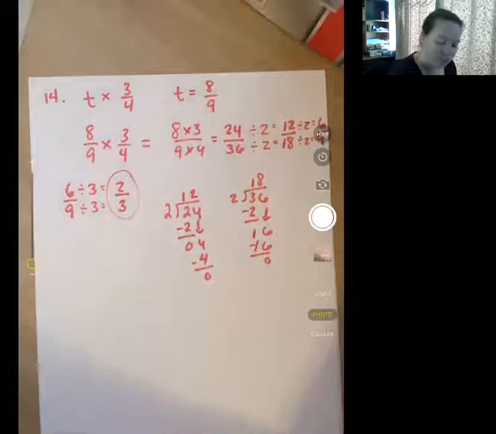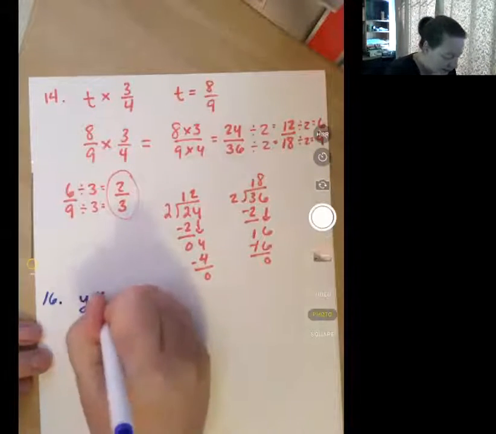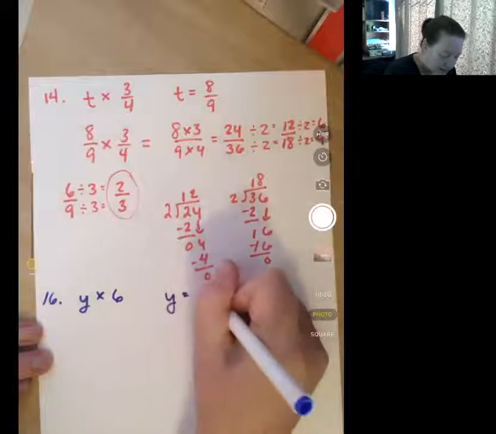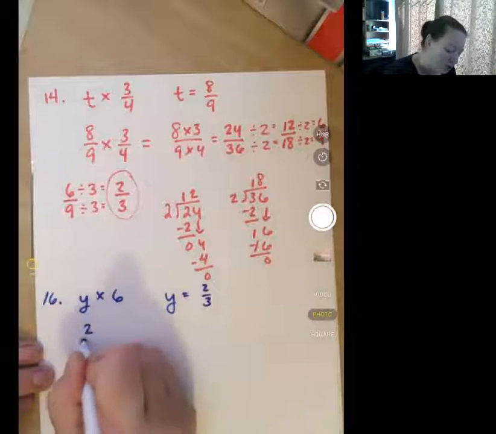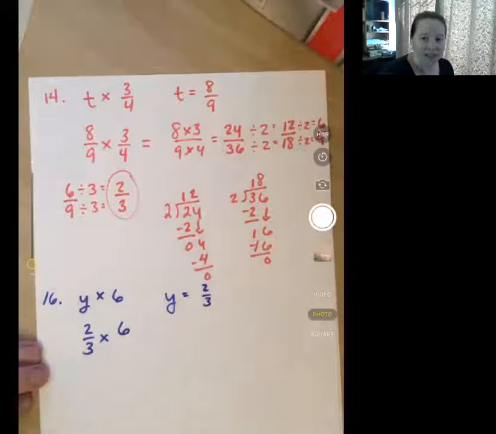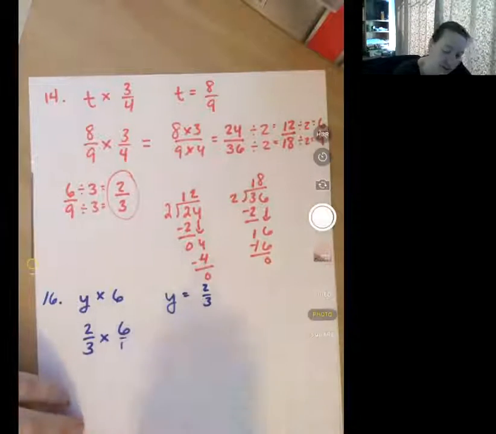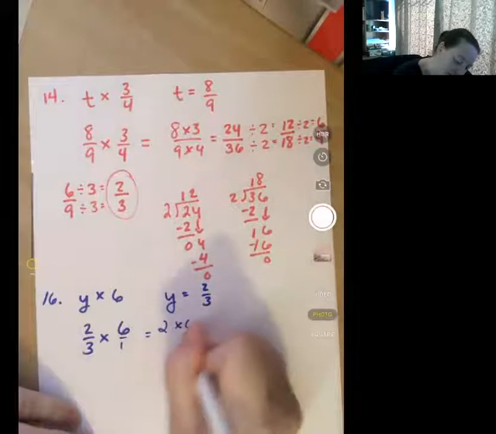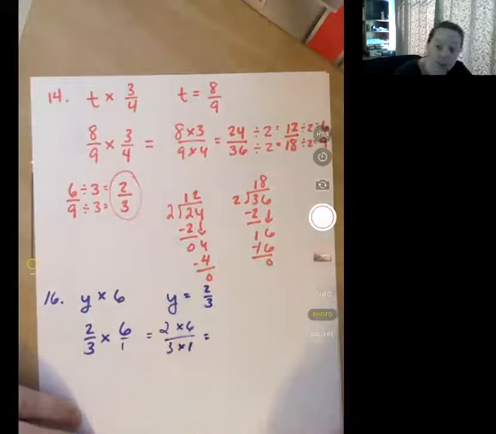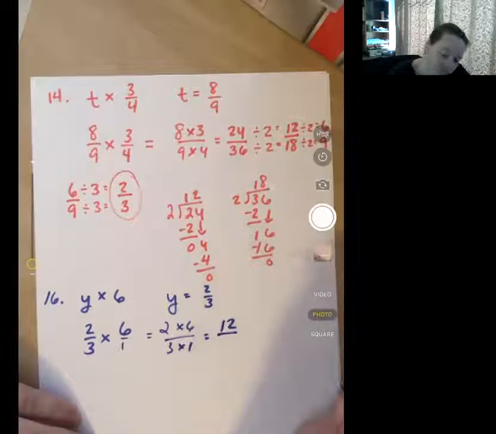Number 16 says y times 6, where y is equal to 2/3. Okay, so we need to replace the y with 2/3 times the 6. Remember, it always has the invisible 1 underneath it because it is a whole number. So we just write it out. 2 times 6 over 3 times 1, which is 2 times 6, which is 12, over 3 times 1, which is 3.